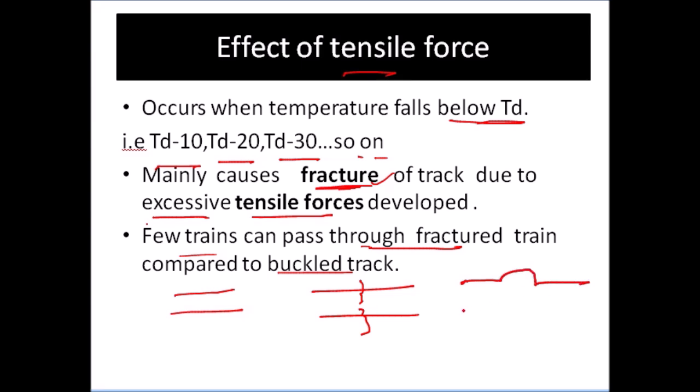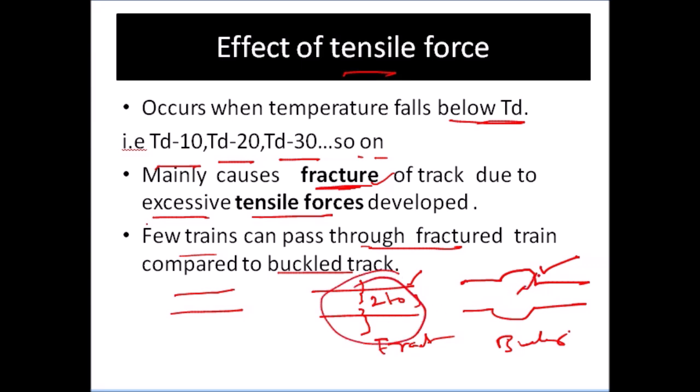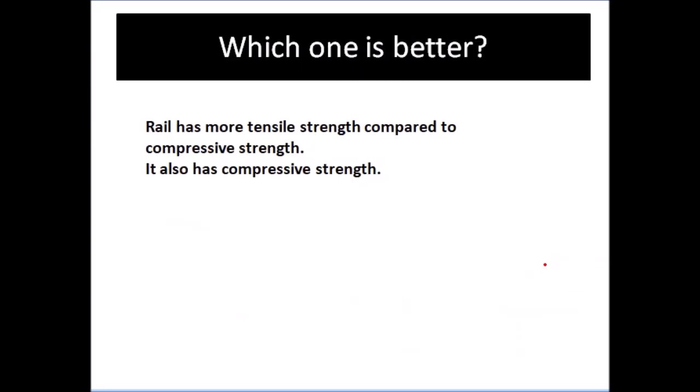Few trains can pass through a fractured rail compared to a buckled track. You have a rail like this, which is fractured, and a rail like this, which is buckled. Which one is more dangerous? Obviously the buckled one is more dangerous. At least two to three trains you can pass through the fractured track compared to the buckled track, so the fractured one is better. From this we understood that compressive is more dangerous than tensile.